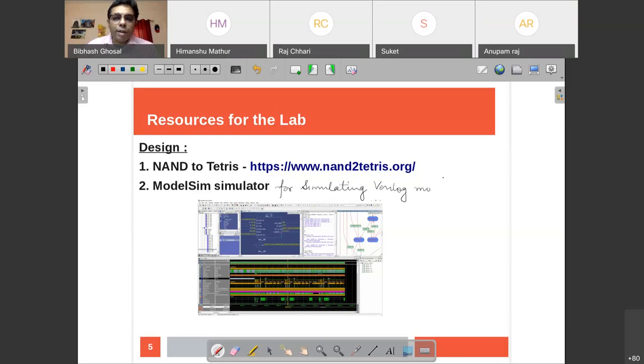And when I say Verilog, I mean this is a language that we will be using to build our different models. So this is what we are going to do. And as you see, this is the interface of ModelSim. On the left hand side, you see this is the project that will be built. This is a very graphical way of building things. It's like a black box kind of thing.